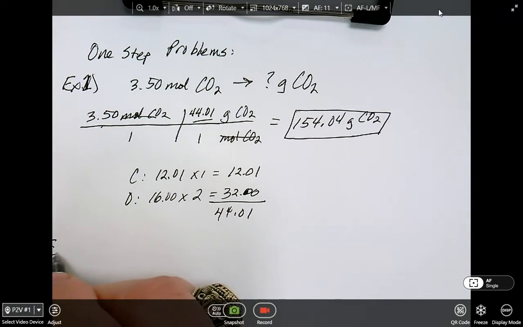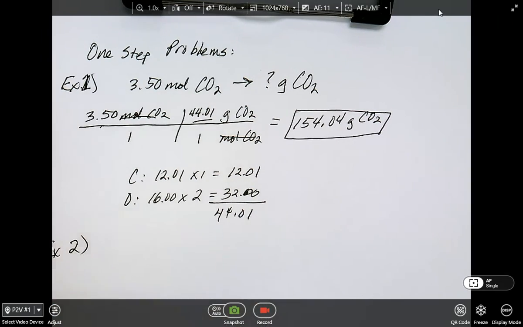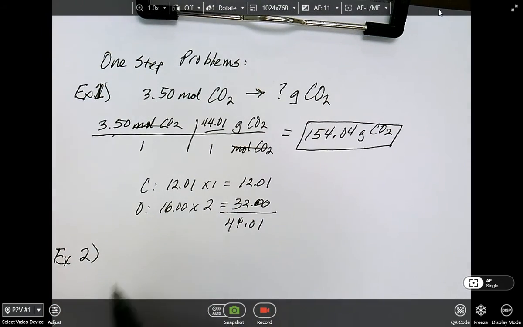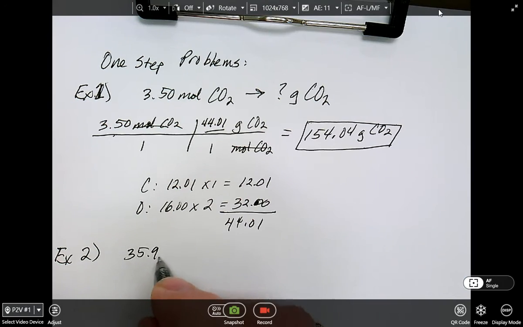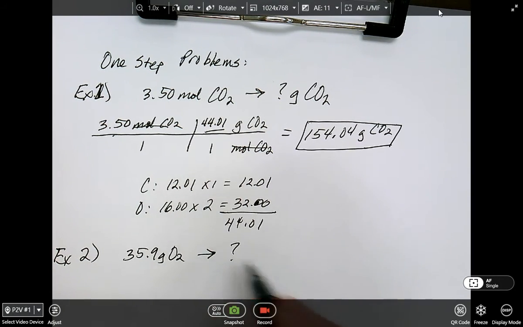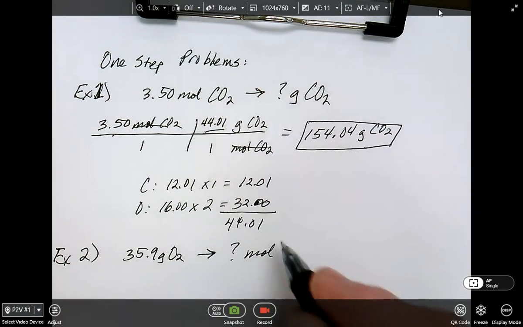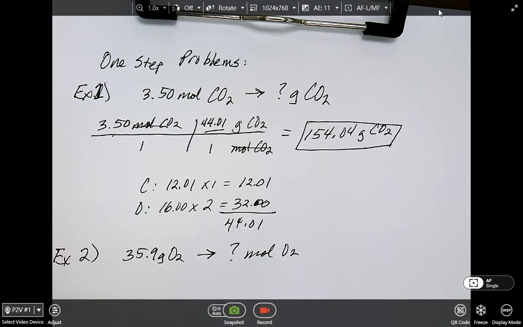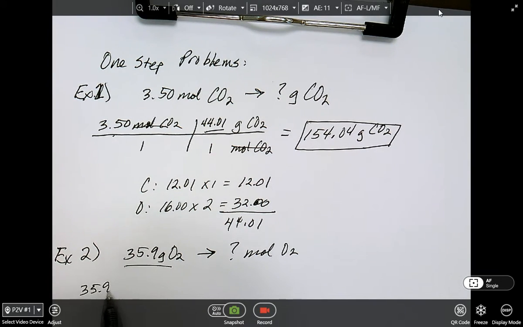Okay, let's go to example number 2 here. All right, for example number 2, we're going to say 35.9 grams of O2. And we're going to say, well, how many moles of O2 is that? How many moles are we going to get? So we're going to start off the same way. Whatever number is given to us, that's what we start with, 35.9 grams. And I'm going to go ahead and put the O2 in there.